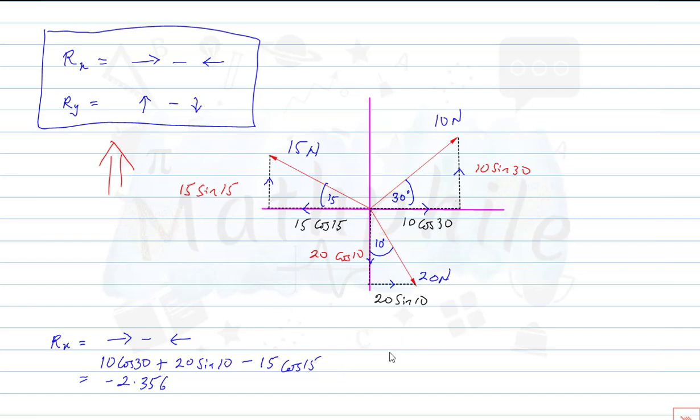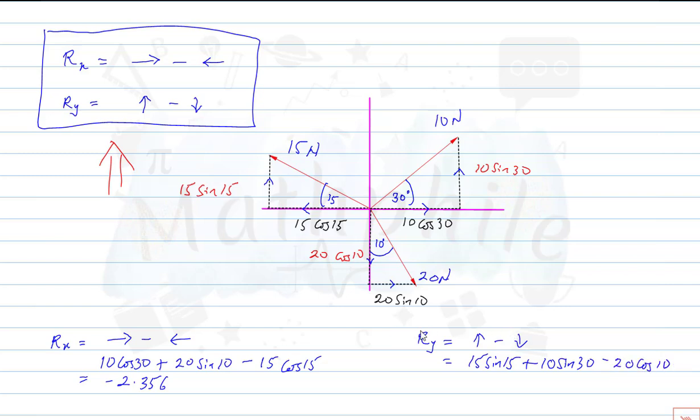So let's move on to the resultant in y, which you know is forces to the top minus forces to the bottom. In this case, there are two forces to the top and one to the bottom. We've got this force to the top, that's a 15 sine 15, and a 10 sine 30 to the top as well. And we've got this force to the bottom. We're going to apply the same principles. So the first one is 15 sine 15 degrees plus 10 sine 30 minus 20 cos 10 degrees.